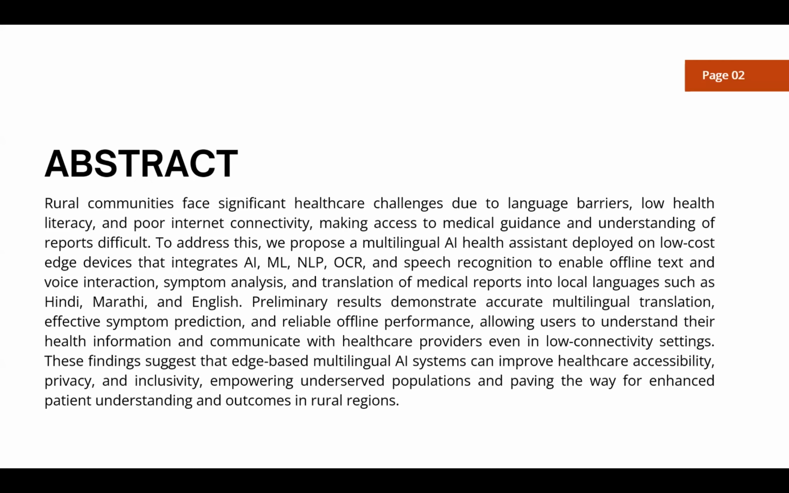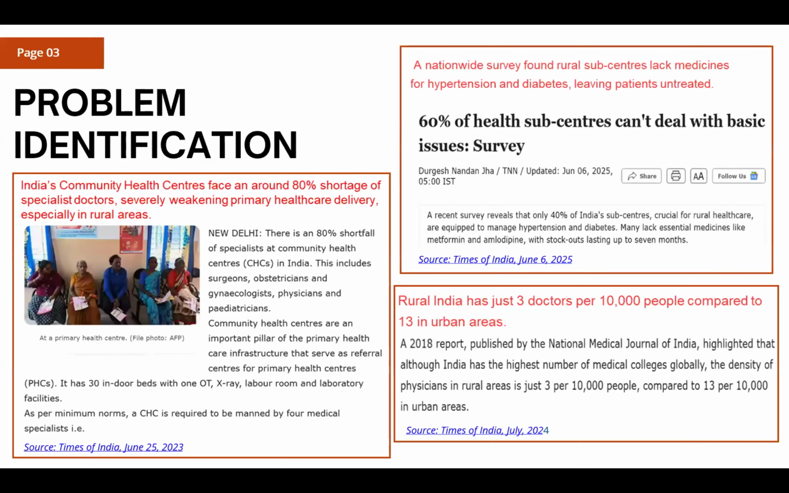These are some newspaper clippings highlighting the current healthcare situation in rural India. There is nearly an 80% shortage of specialist doctors in community health centers, which weakens primary healthcare delivery. Reports also show that about 60% of rural health sub-centers cannot handle basic conditions such as hypertension and diabetes due to lack of medicines. Additionally, rural areas have only 3 doctors per 10,000 people compared to 13 in the urban areas.